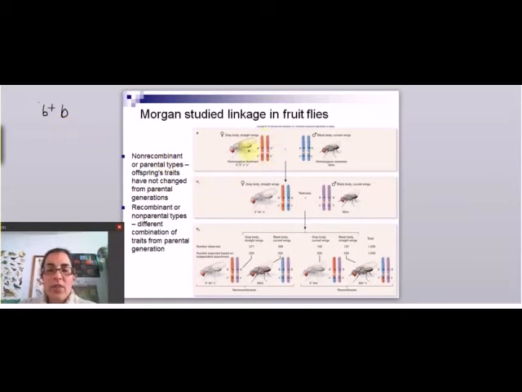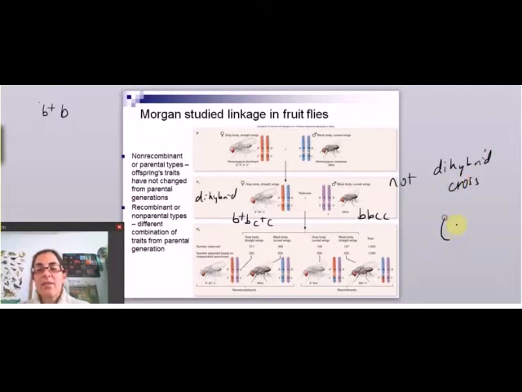So we start out with a homozygous dominant for gray body and straight wings, and she's crossed with a homozygous recessive. And so what you get is a dihybrid female. So she's heterozygous for the traits, and then she's crossed with another homozygous recessive. So this is not a dihybrid cross.